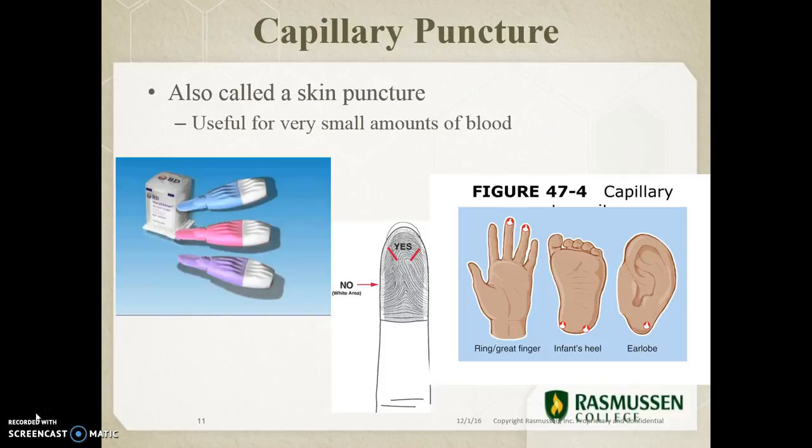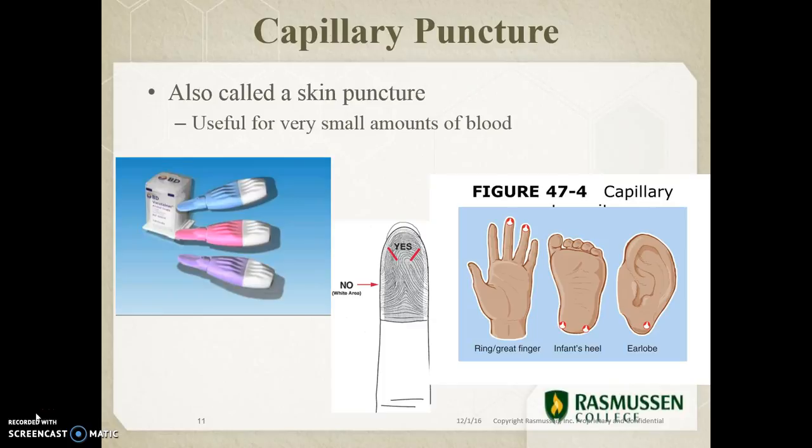Your capillary puncture is the last part of this unit that I want to talk about, and it's also called a skin puncture, and we use this when a very small amount of blood is needed. The appropriate site for an adult will be the middle or ring finger, 3rd or 4th digit on either hand, but preferably the non-dominant. We can also use the earlobe, or for children we use their heels.